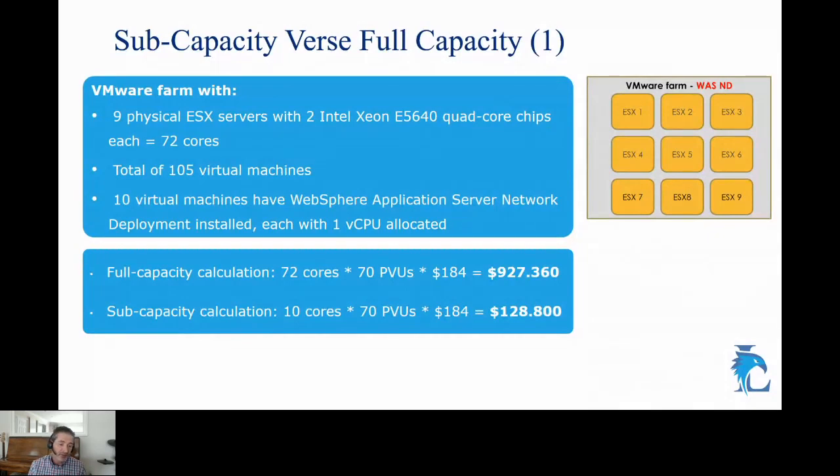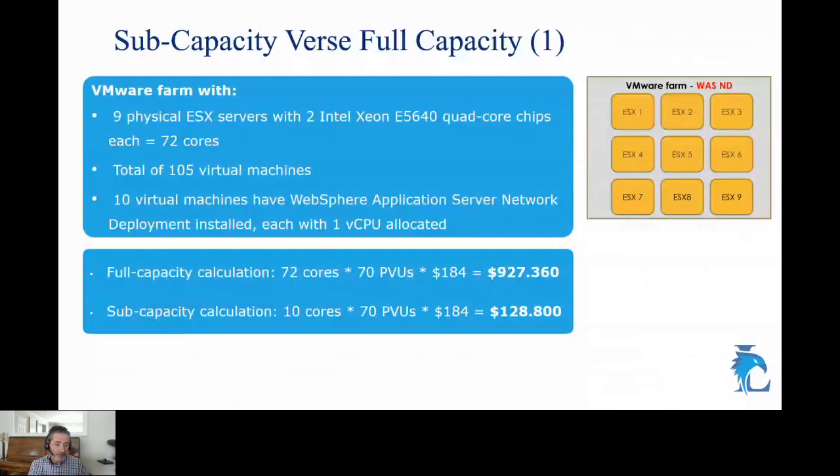To be honest, it's irrelevant how many they've deployed. What's actually important is 10 of these virtual machines are running WASND, had them installed, and they've been assigned or allocated 1 virtual PVU each. So what are the numbers? Well, in this scenario here, if you'd gone full capacity, all 72 cores, that's 70 PVU for an Intel processor at a cost of $184 list, you're looking at about just over $900,000 of a cost.